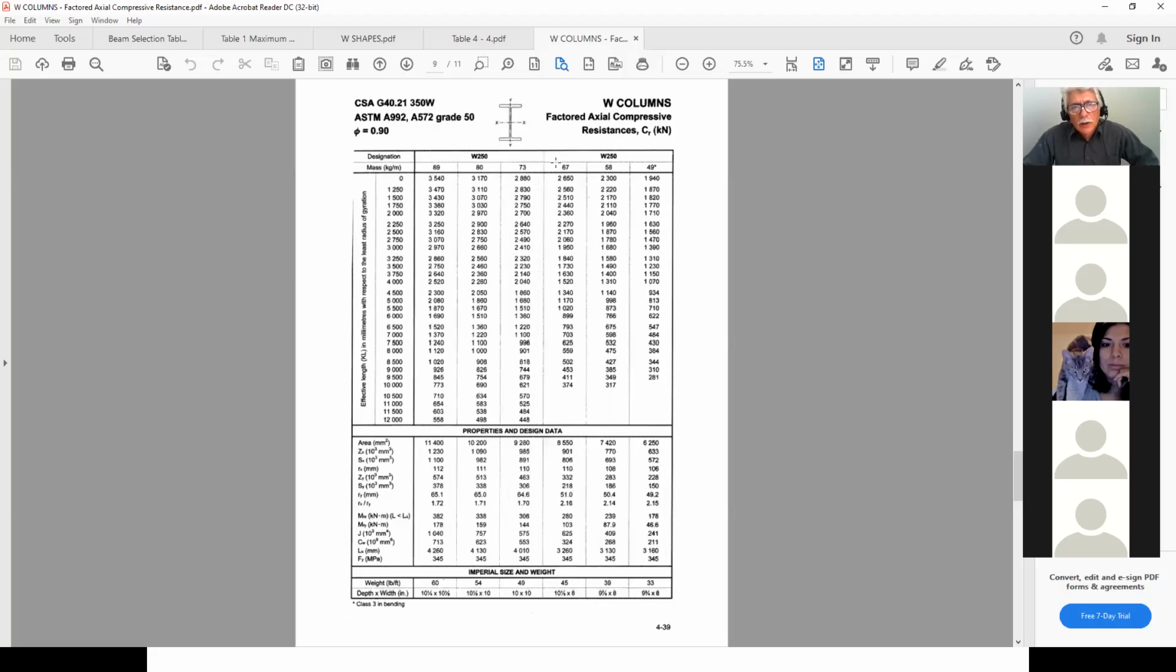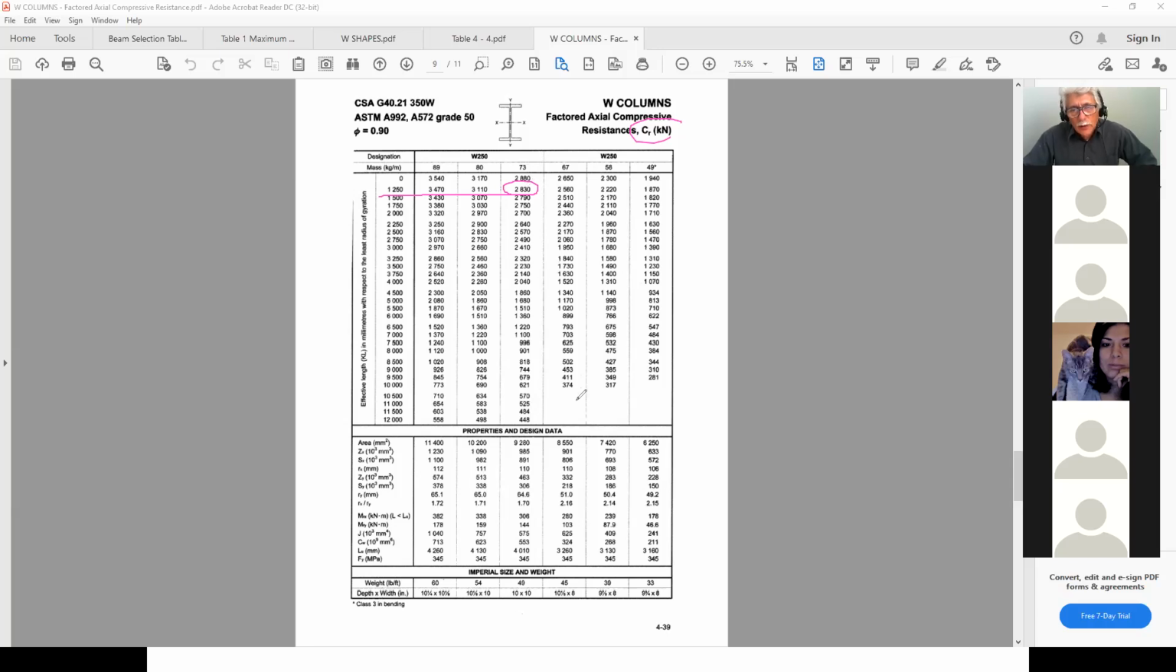So therefore I go here. Here's a 250. Here's a 73. All I need to do now is find the length. Here, for example, I don't have 1100. I have 1250. As long as the length is longer than what I actually have, I can take the value straight out of the table. So here I have the CR value in kilonewtons is 2,830. I'm sorry, kilonewtons, and that's how I use this table.